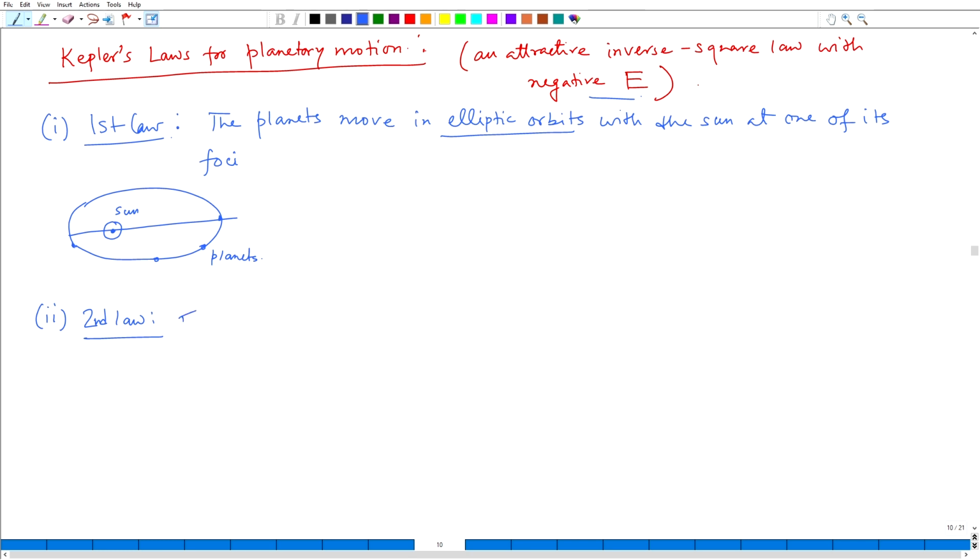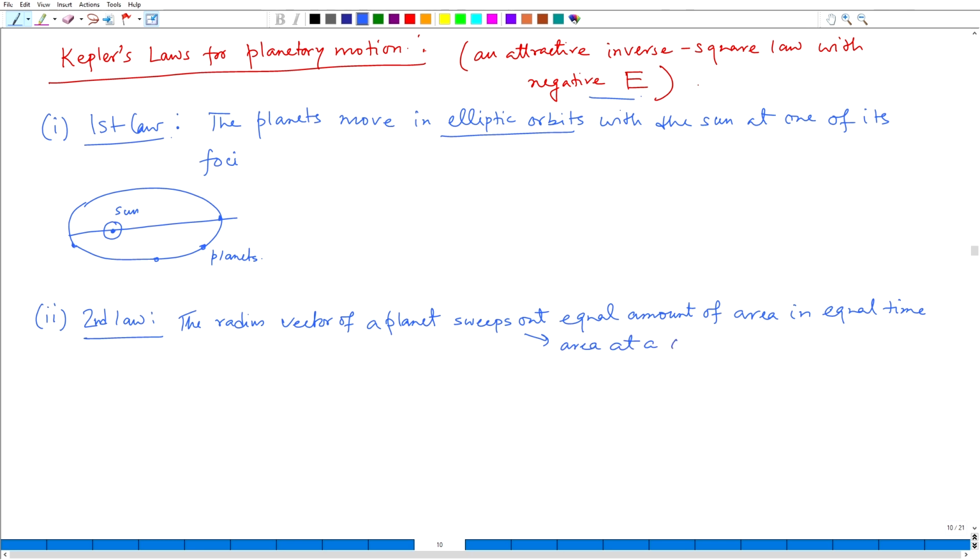the second law simply said the radius vector of a planet sweeps out equal amount of area in equal time. Okay. Or you can say equal amount of area in equal time, or sweeps out area at a constant rate.